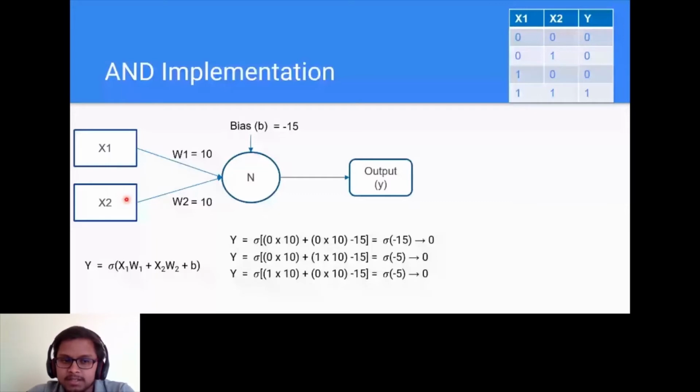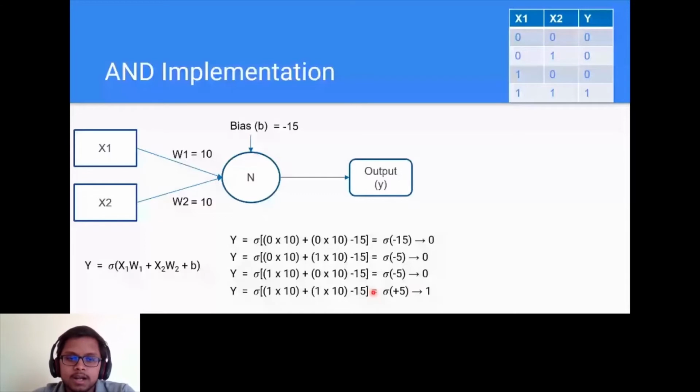Now with the final equation, we are providing both x1 as 1 and x2 as 1 as well. So with that, we will get 1 into 10, 10, plus again 10, and then -15, which results in a +5. Now that is a positive value, so sigmoid would give us a value greater than 0.5. For that, we will take the output as a 1.